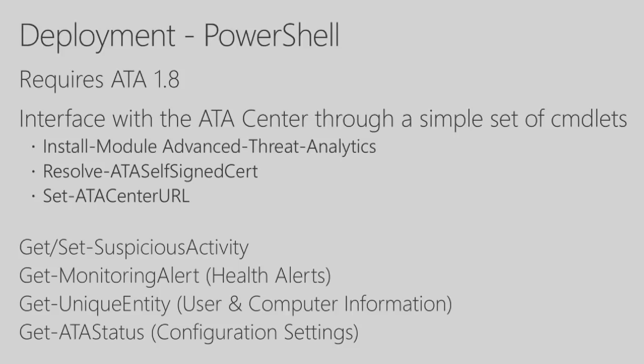OK. So the ATA console is not the only way that you can get data. We've recently released a PowerShell module for ATA. You do need the latest version of ATA, which is version 1.8. To set it up, all you need to do is do an Install-Module of advanced threat analytics. If you're using a self-signed certificate, you'll need to use the Resolve-ATASelfSignedCert commandlet to deal with that. And if you're running it on the ATA center itself, you can just connect the ATA center URL to localhost. If you're running it remotely, you just connect it to the URL of your ATA center. So let's have a look at what some of these commandlets look like.